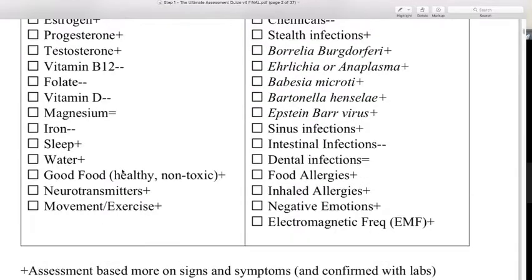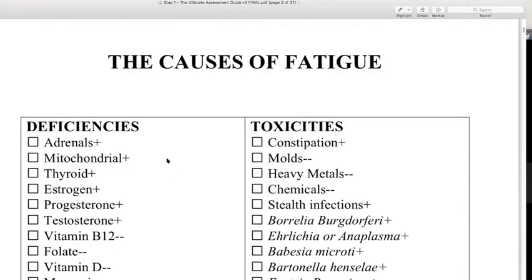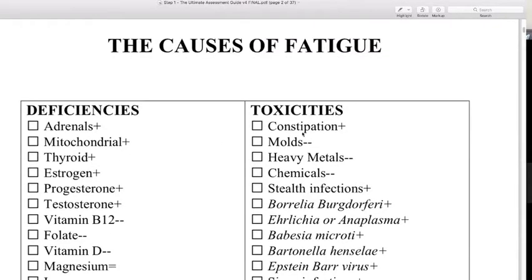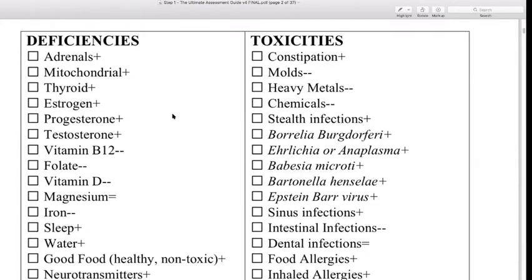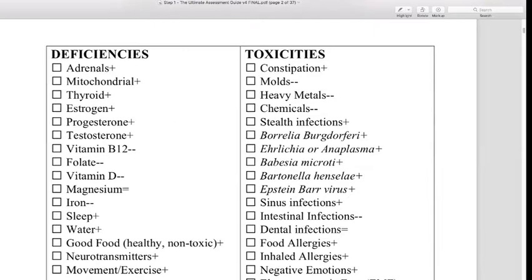Okay, so I'm going to share my screen with you, if it lets me. So this is, from step one, the ultimate assessment guide, and this is the pages on the causes of fatigue, okay? I just want to remind you how many of these causes can be assessed subjectively, okay? And so those are all the ones with the pluses next to them.